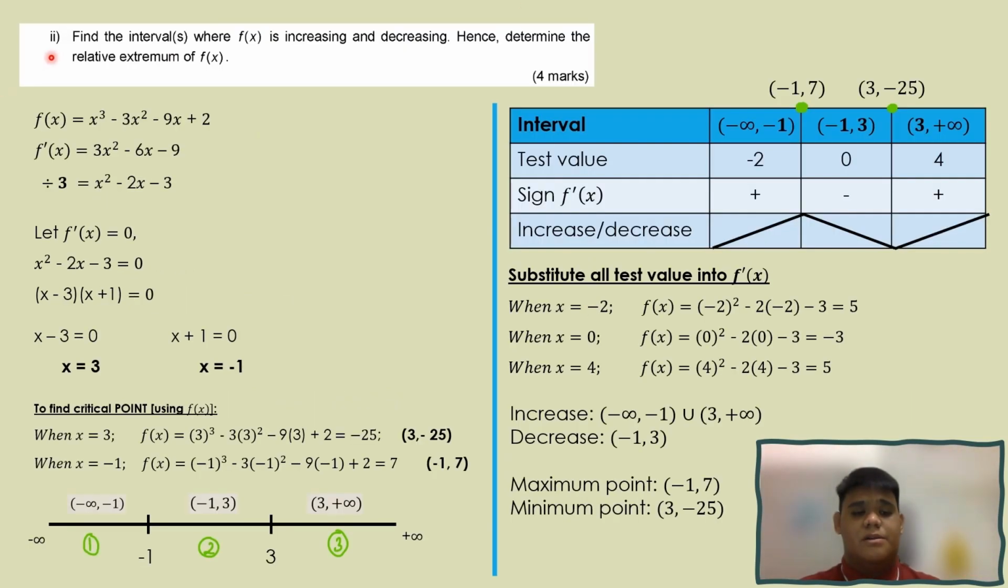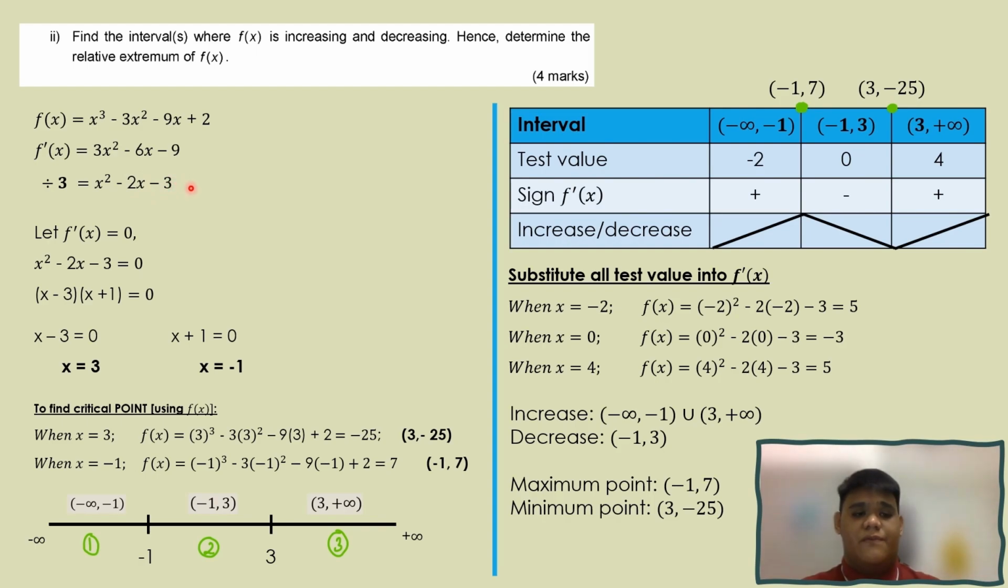For question Roman 2, find the intervals where f(x) is increasing and decreasing, hence determine the relative extremum of f(x). The question already gives the f(x) equation, so we need to differentiate f(x). We get f prime x equals 3x squared minus 6x minus 9. But since all the numbers are divisible by 3, we can divide by 3, and we get f prime x equal to x squared minus 2x minus 3.